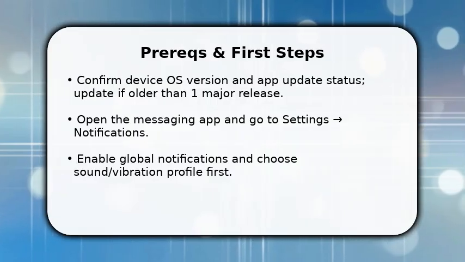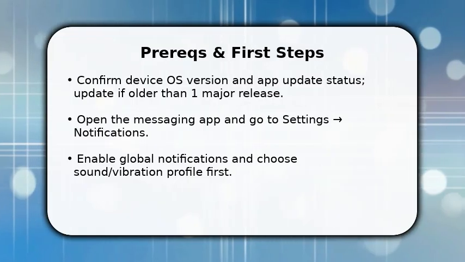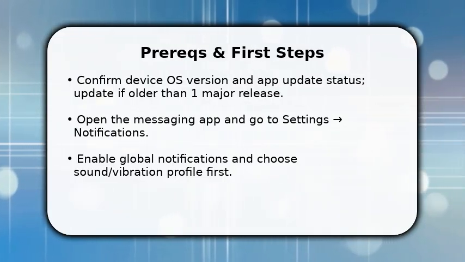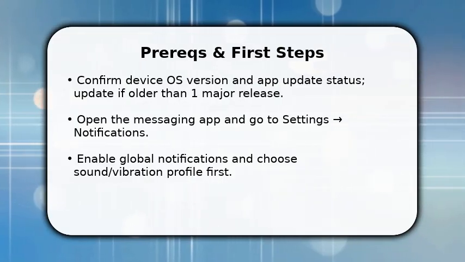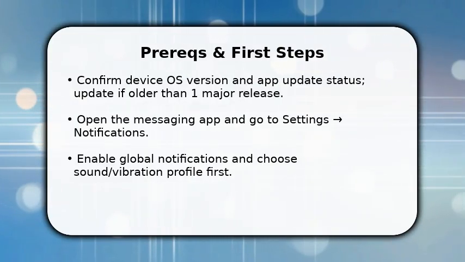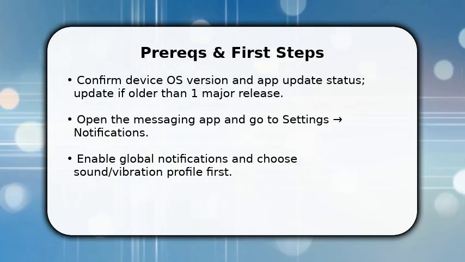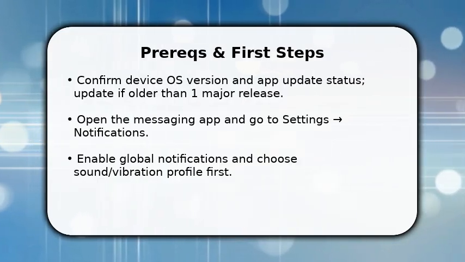You start by confirming prerequisites. Make sure your device OS and the messaging app are up to date, because settings move between versions. Once done, open the app and navigate to Settings, then Notifications. This is where system level and in-app options live.